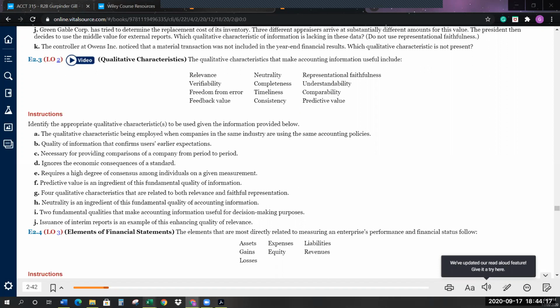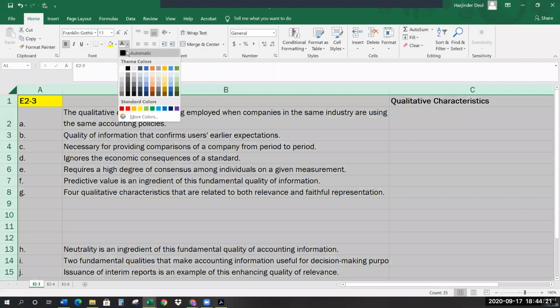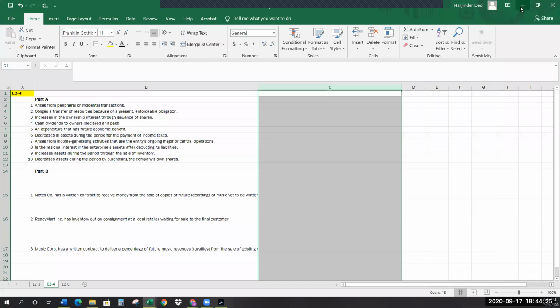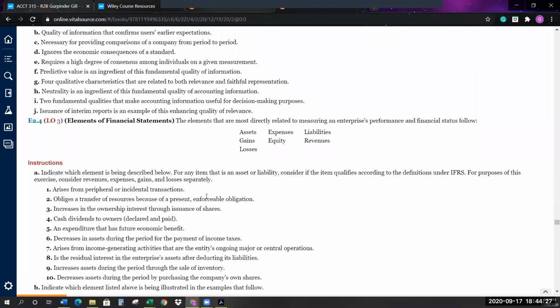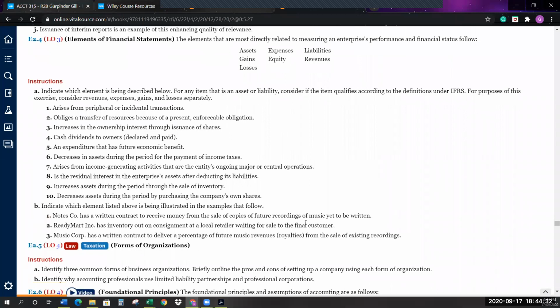Okay, so the next one, I had just wiped out the ink. The next one is E2-4. So we will do the same thing. Quickly, guys, tell me how many statements do we prepare? Four. Okay, name them please.